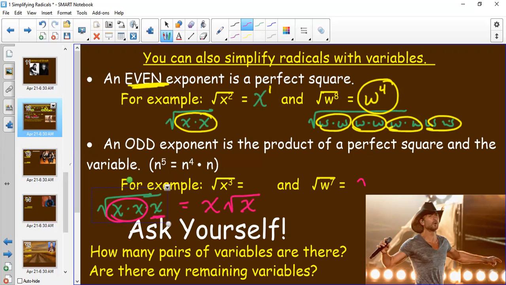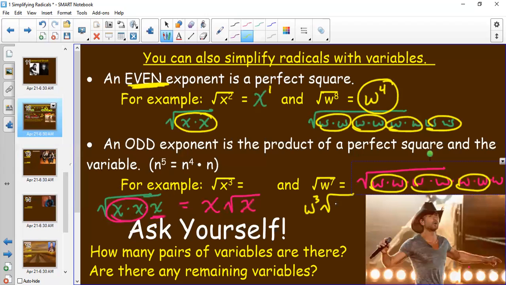So let's see what this looks like with w to the 7th. So 1, 2, 3, 4, 5, 6, 7. All right, how many pairs of w's? 1, 2, 3 pairs. So w to the 3rd goes out front with 1 w left over. So we're going to keep that inside. So how many pairs go out front? How many left over remains inside the radical?